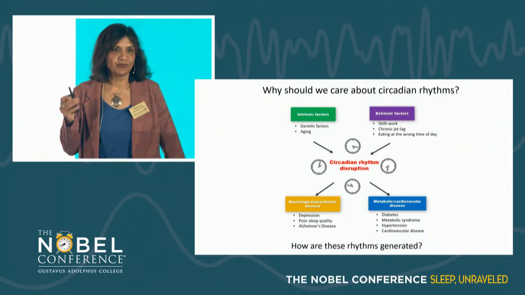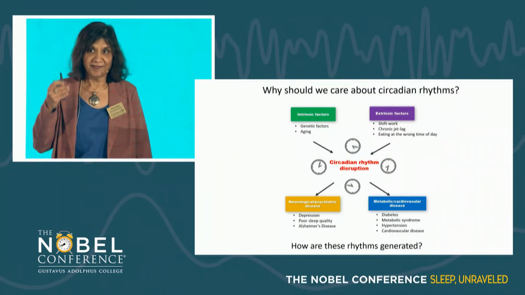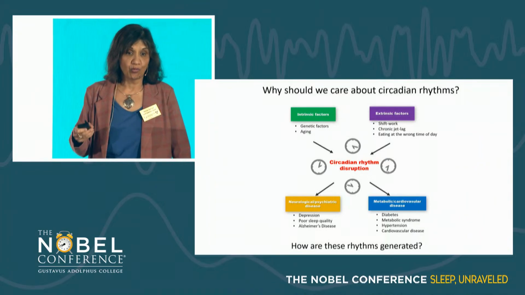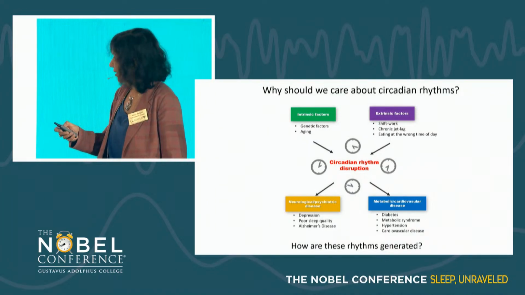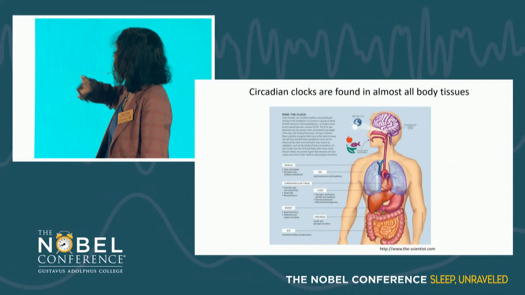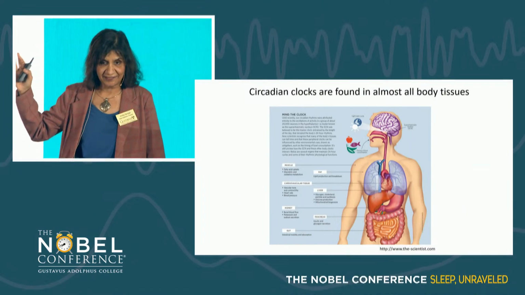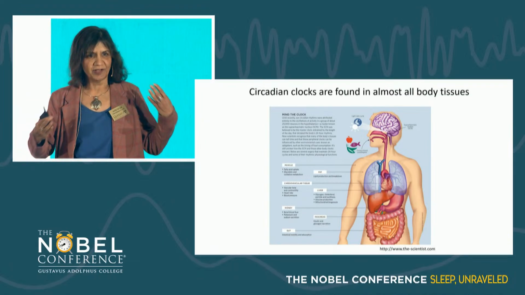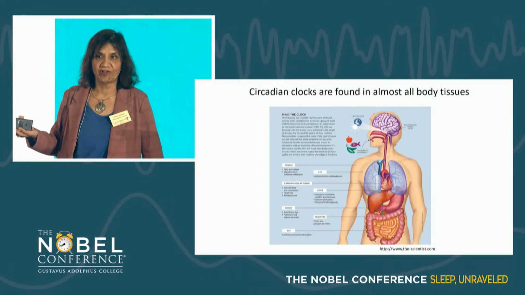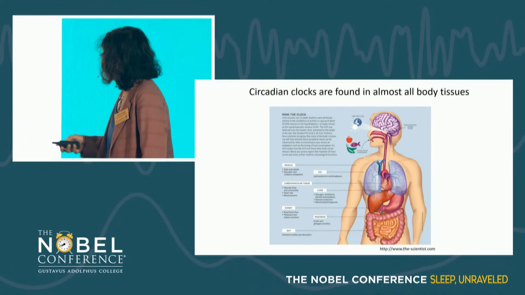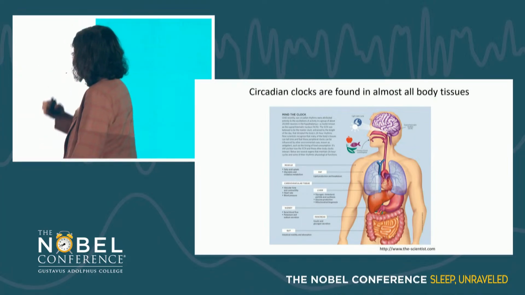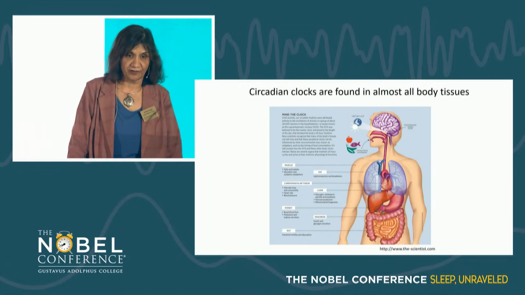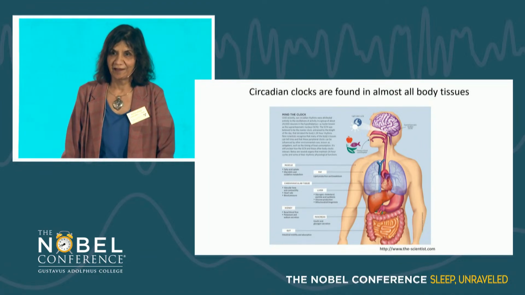So how are these rhythms generated? These rhythms are generated by clocks that are within us. And these clocks are found in almost all body tissues, in the brain and the liver. So, you know, your rhythm of glucose and cholesterol is driven by a clock in the liver, shown here. Rhythm of insulin is because of a clock in the pancreas.